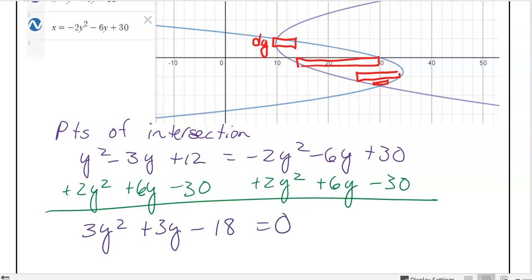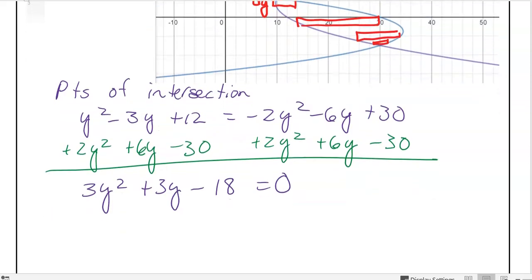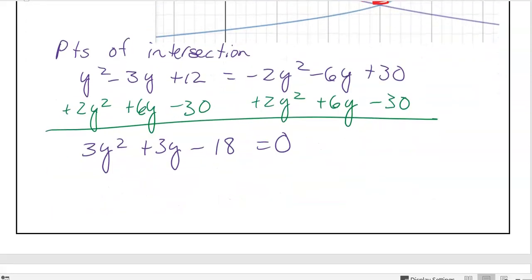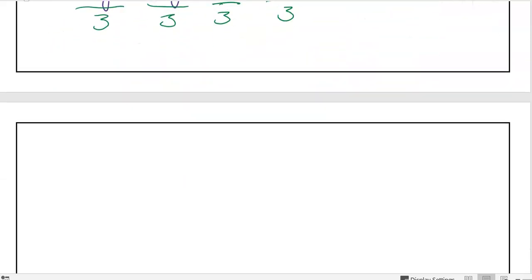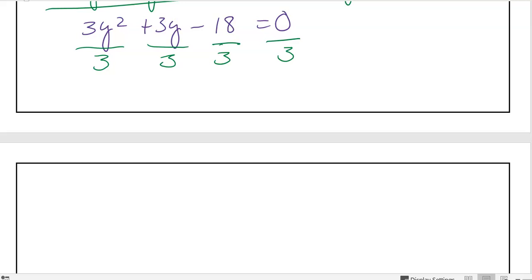I am looking for where the two intersect, so it doesn't matter if I divide by a common factor. It won't change the solution for the intersection points. Thus, it makes sense to go ahead and divide every term on both sides by the common factor of 3. This will make it easier to factor if indeed it does factor. If it does not, you're not done. It just means switch to the quadratic formula or complete the square. This gives me y squared plus y minus 6 equals 0.